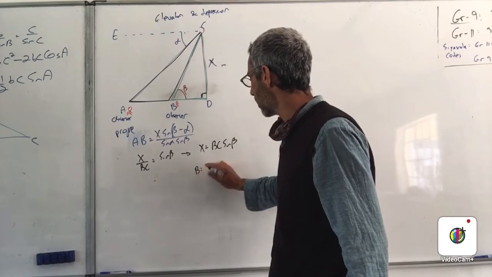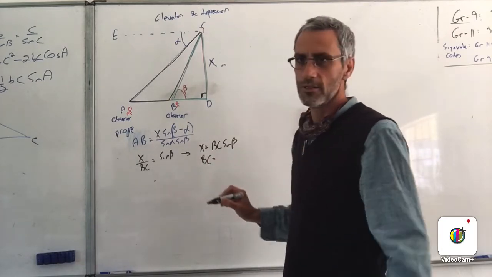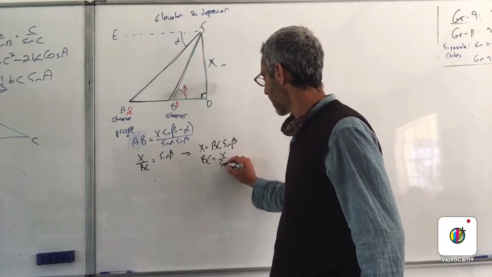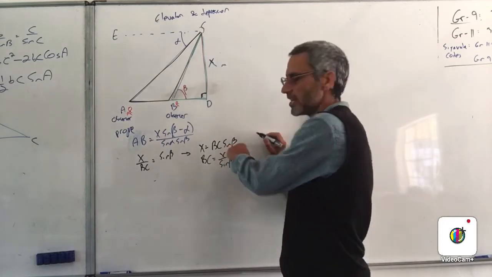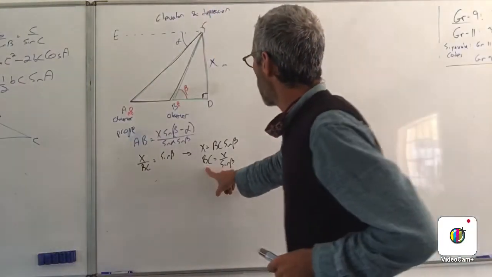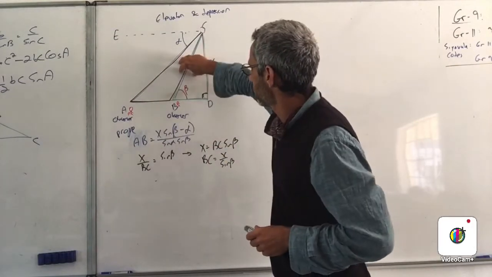And now I will find out what BC is. Now it's easy for me to find BC. Jade, you already did it straight away. X over sine beta, dividing by sine beta. I'll just pause here to make sure you got that. Now we've got BC, so we've got one thing over here.